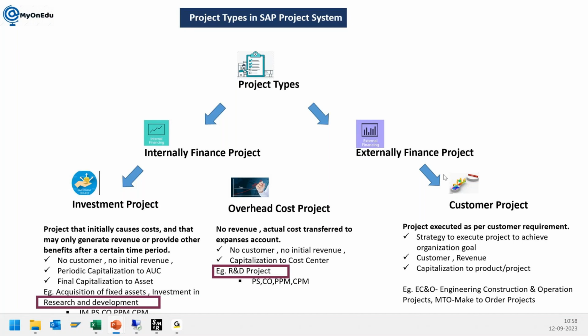Do we have any question here on the project types? On project type, you should be very clear about what the investment project is, what the overhead project is, and what the customer project is. If you have any question, I can clarify here.